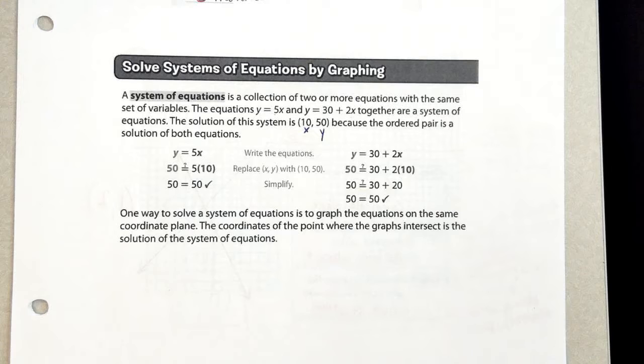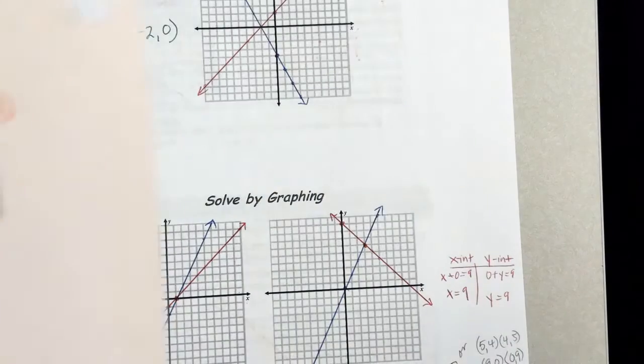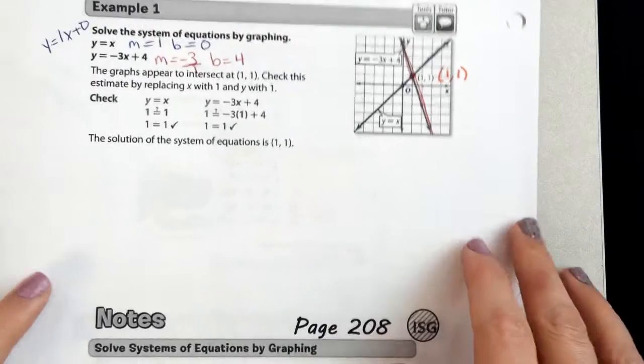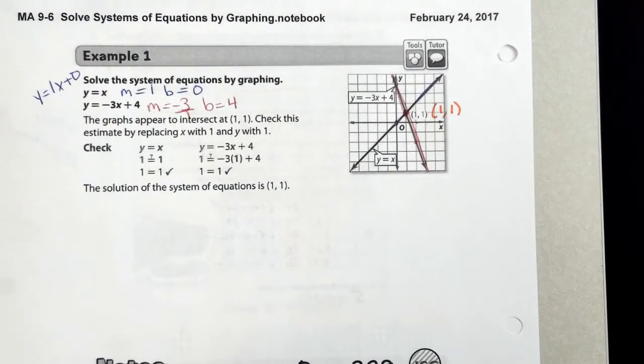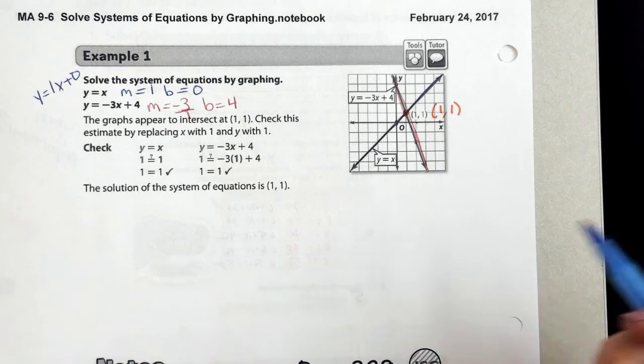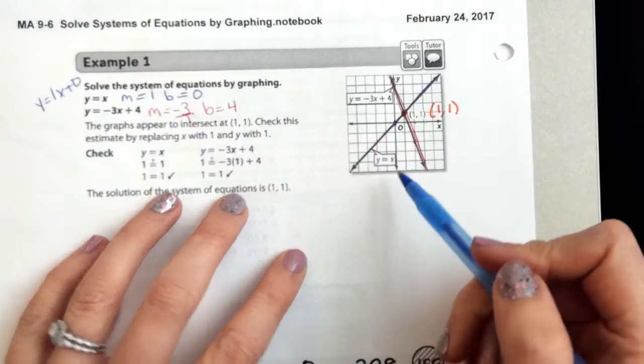Okay? It says, one way to solve a system of equations is to graph the equations on the same coordinate plane. The coordinates of the point where the graphs intersect is the solution to the system of equations. Now, I kind of cheated for today, and I took the notes that were already completed, so I'm just going to be talking through the parts that are already done rather than filling them out as we go, because this is kind of a longer lesson today.